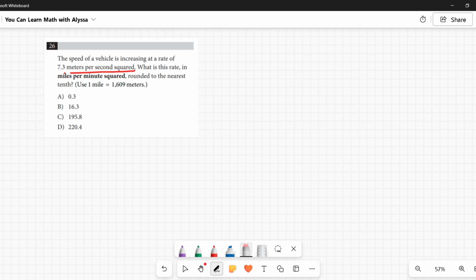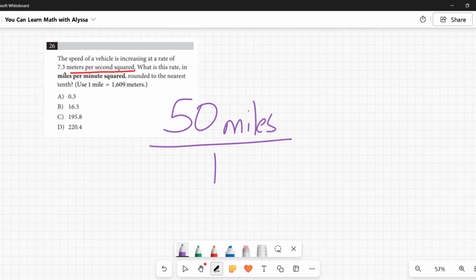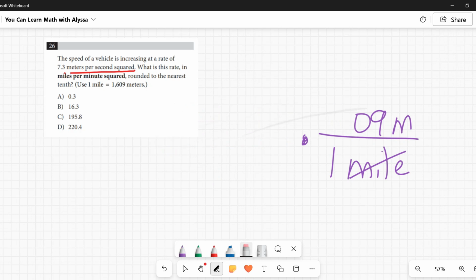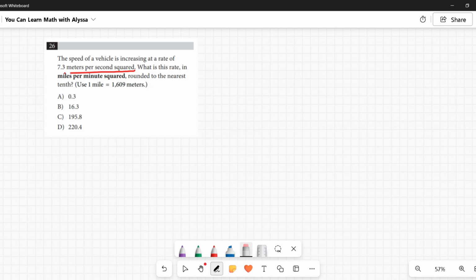If I just wanted to do a straight conversion, let's say of miles to meters, if I had 50 miles and I wanted to convert that to meters, I would say 50 miles over 1. I want to multiply by a ratio where miles is on the bottom and meters is on top, so the miles cancel out. So 1 mile is equal to 1,609 meters. If I do this math now, I will have meters. That is how unit conversions work. When you have multiple units in the same thing, you have to convert every single unit, so you multiply by multiple things.